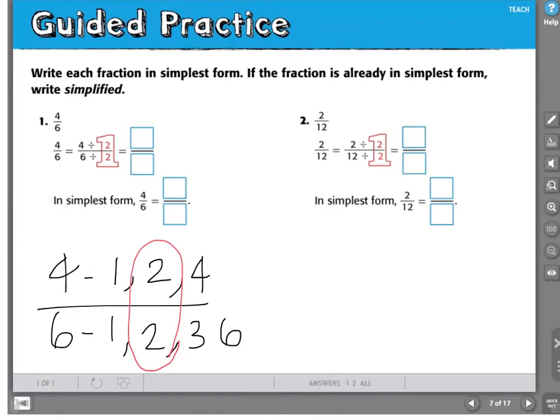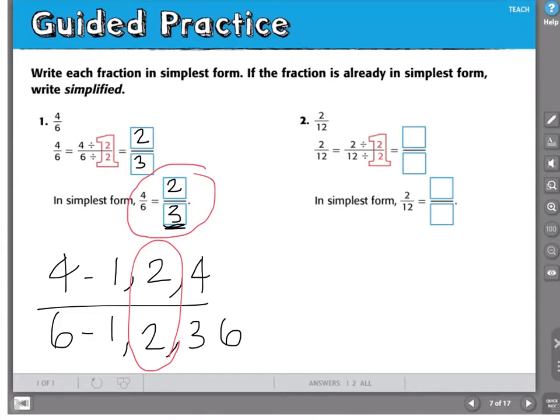I can divide 4 and 6 by 2. 4 divided by 2 is 2. 6 divided by 2 is 3. The simplest form of 4/6 is 2/3. These 2 fractions are equivalent fractions. They have the same value. It's just that 2/3 is the simplest name we have for that value.